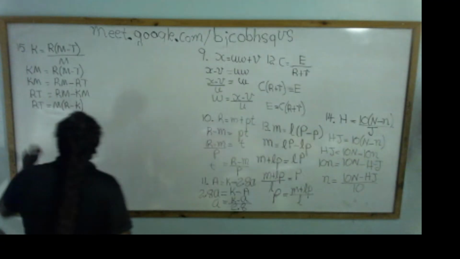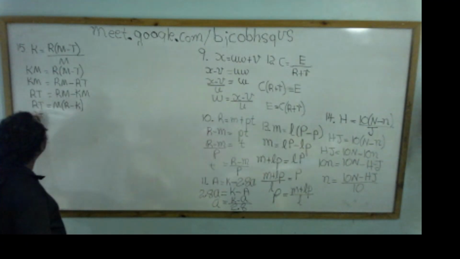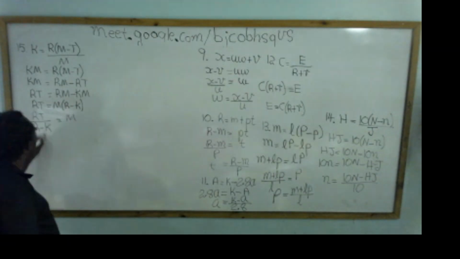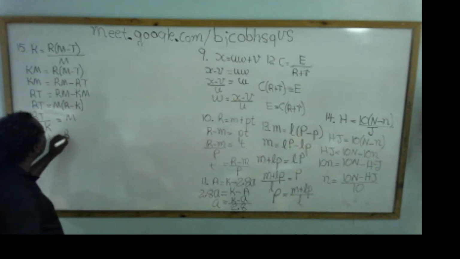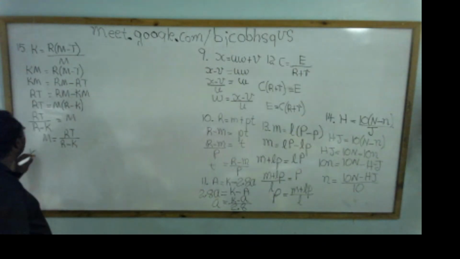So, RT over r minus k is equal to m. So m is equal to RT over r minus k, and we are finished. And number 16 is your favorite.